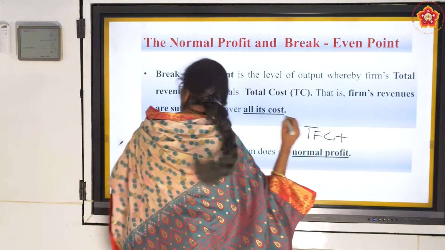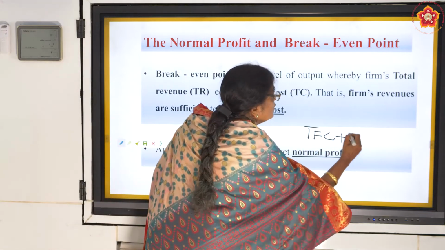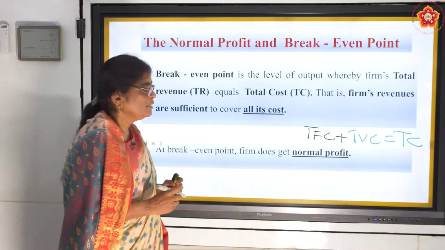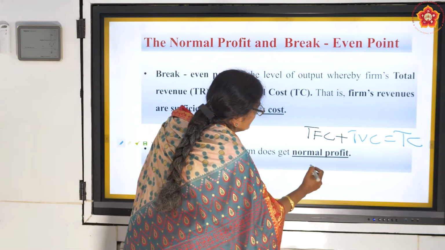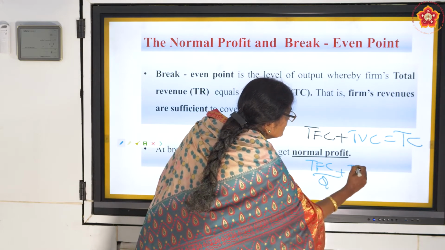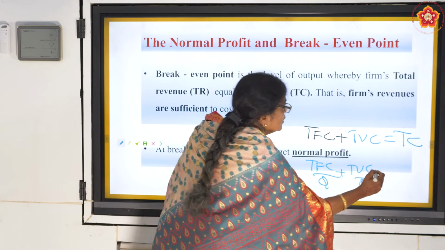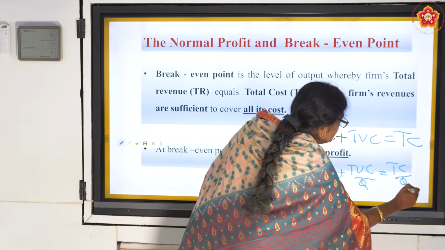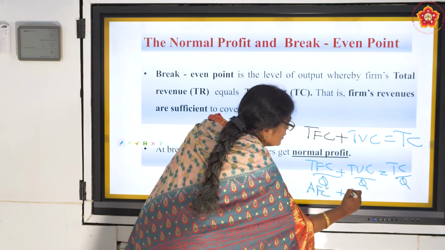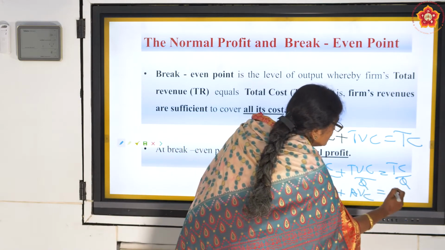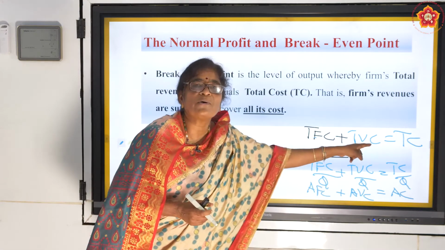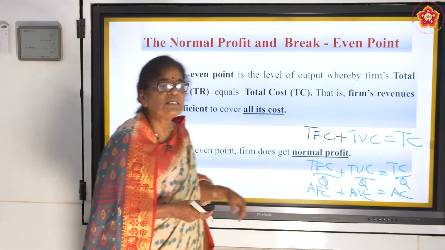Total fixed cost plus total variable cost is referred to as total cost. When you take the average, TFC divided by Q, TVC divided by Q, and TC divided by Q, what will you derive? AFC, average fixed cost, average variable cost. This is nothing but average cost. Therefore, the total cost consists of two components, fixed cost as well as variable cost.